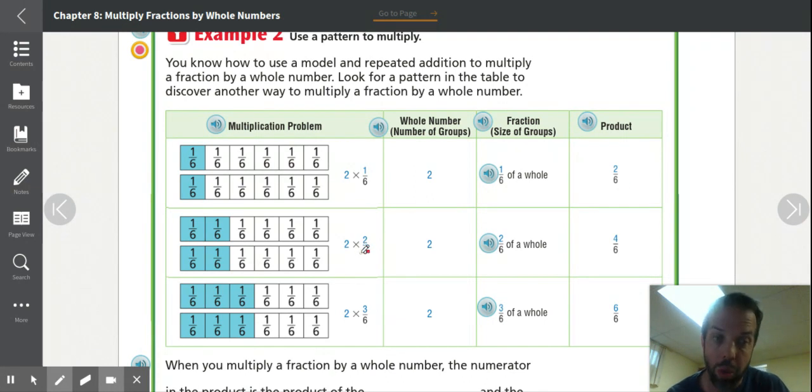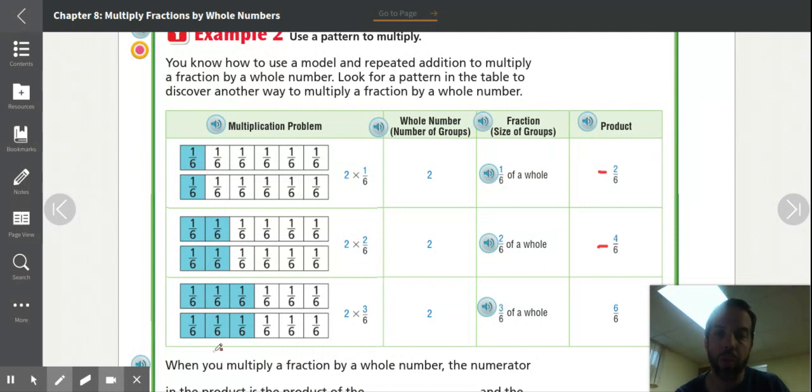Let's remember, we're trying to find our pattern. So in my next one, I have 2 groups again times 2/6. So again, number of groups would be 2. Fraction is 2/6. 2 times 2/6 would be 4/6. So does anybody see a pattern in these 2 fractions that's happening? Keep in mind, that's what we're looking for.